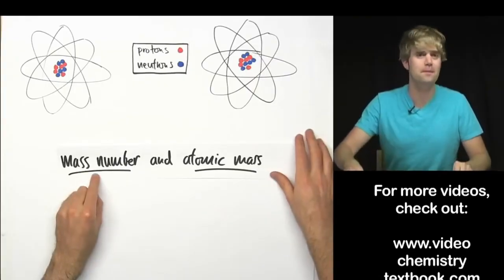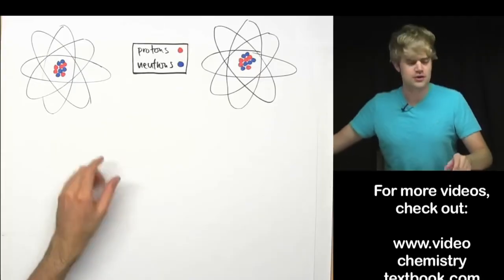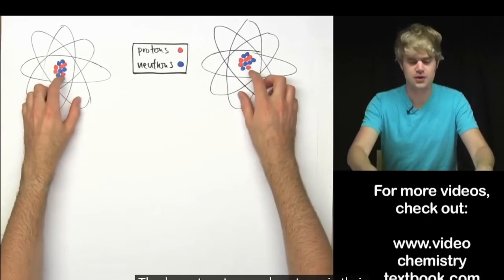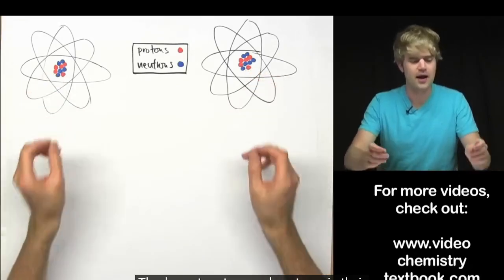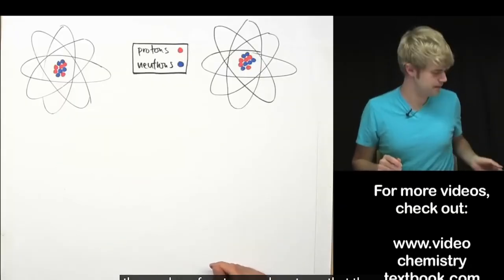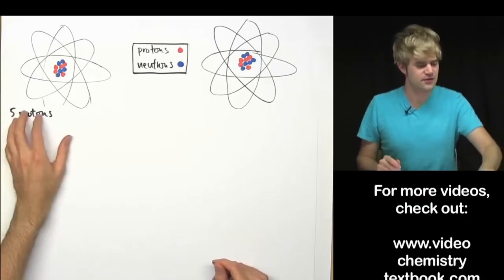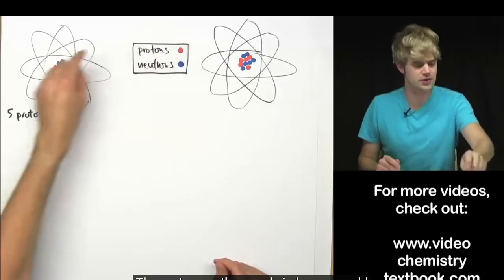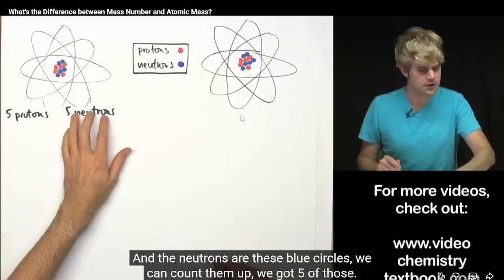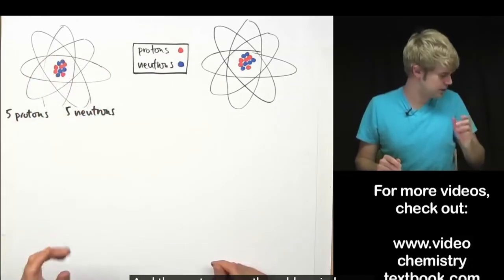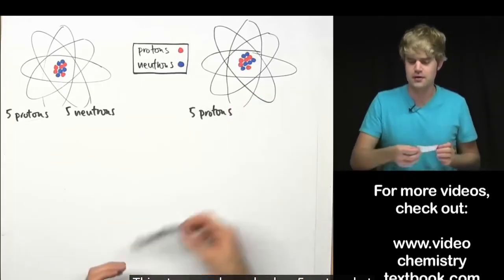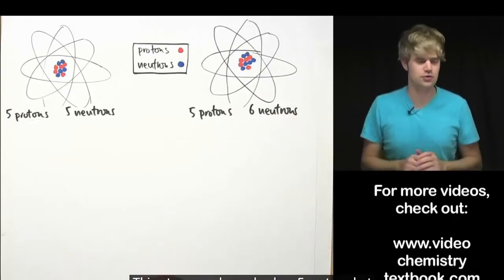Let's start by talking about mass number. So up here, I've got two atoms. They've got protons and neutrons in their nucleus, and I'm particularly concerned with the number of protons and neutrons that there are. So this atom over here has 5 protons. The protons are these red circles. We can count them up: 5 protons, and the neutrons are these blue circles. We could count them up. We got 5 of those. This atom over here also has 5 protons, but it's got 6 neutrons.